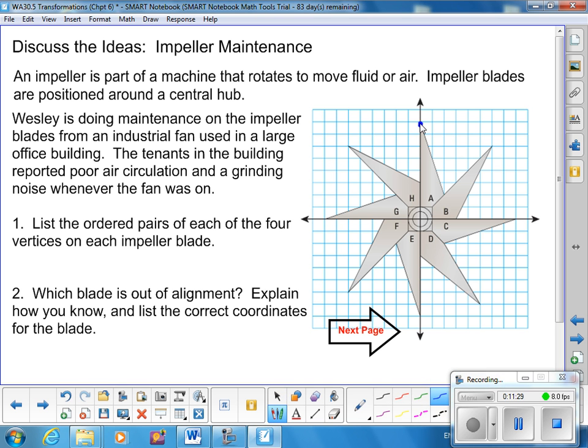So the vertices here, what is the coordinate of that point? So that would be 0 and 1, 2, 3, 4, 5, 6, 7, 8. This one would be 1, 2, 3, 4, 5, 6, and 1, 4, 5, 6, 6 and 6. Okay, and I will put up the answers on the next slide. Which blade is out of alignment? And explain how you know.